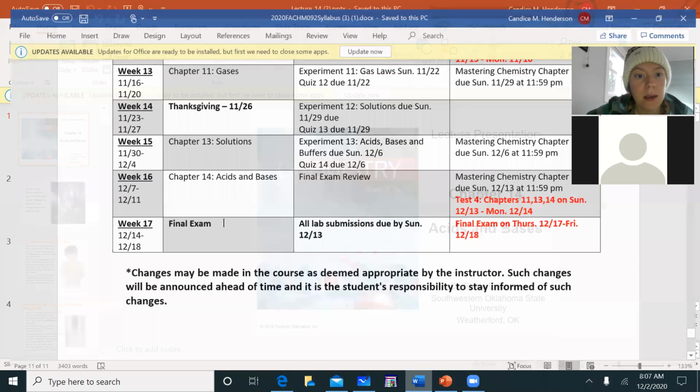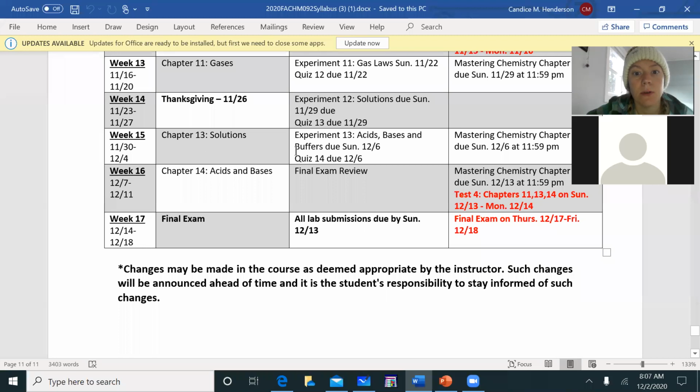So yeah, let's see. Quick look at the syllabus here, just a reminder. We've already gotten through solutions, which is great. So what we can do is start acids and bases this week, finish acids and bases up next week. Your test won't be until next Sunday, not the end of this week, but the end of next week. But what that will do is give us a little bit more room in here to review for the final exam. So always nice to have additional review.